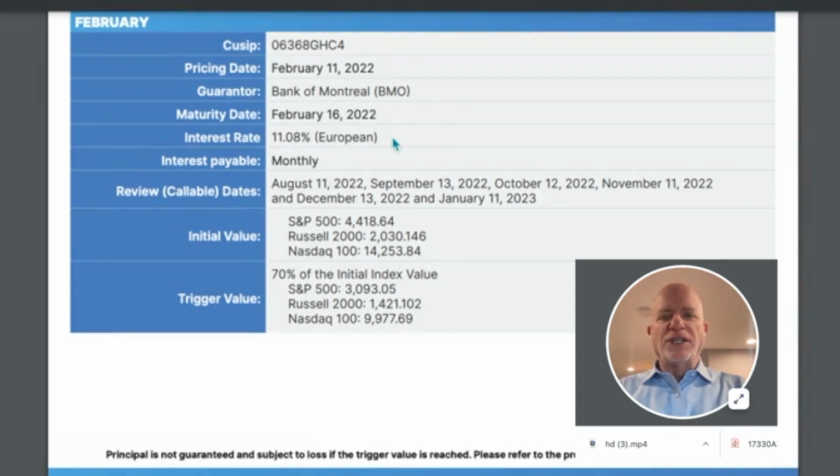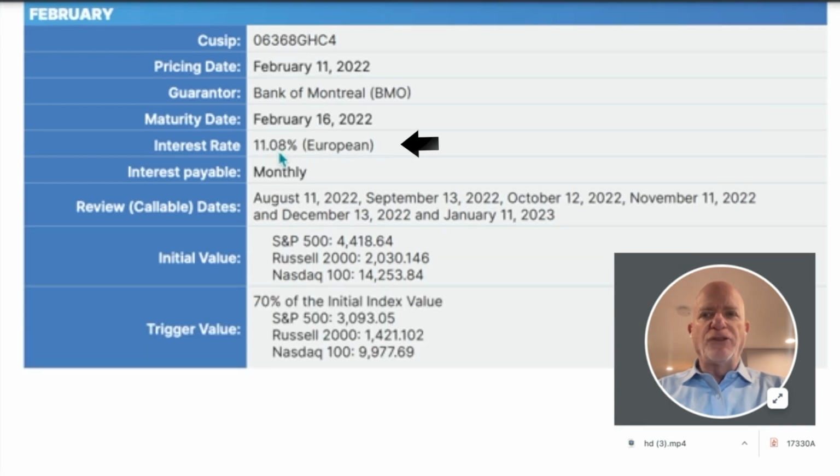Now, this is what's known as a European style note, and I will at some point do a video describing the European style versus the American style. But for now, let's consider this a European style note, and when I get to the whiteboard, you'll have a greater understanding of that. The interest rate is 11.08 for a European style, the annual interest rate.